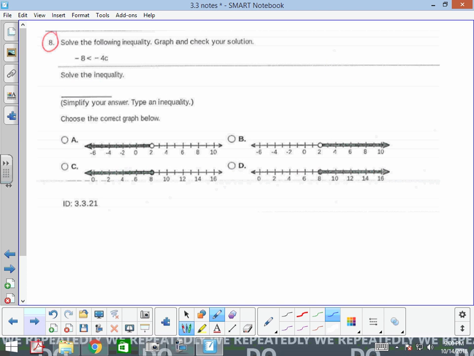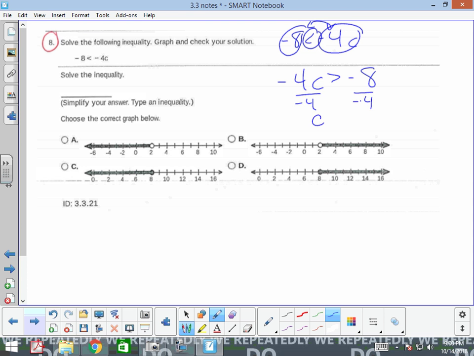All right. Number 8. First you need to flip this around because C is on the right, and we want C to be on the left. So we have to switch that symbol around too. Now we're going to divide by negative 4. So that means we're dividing by a negative. So this is the trap, so we have to switch this around. So C is less than 2. That goes in the blank. Then you hit check answer, and we're looking for the 2 with the hole, and it's pointing to the left. The shade's to the left.